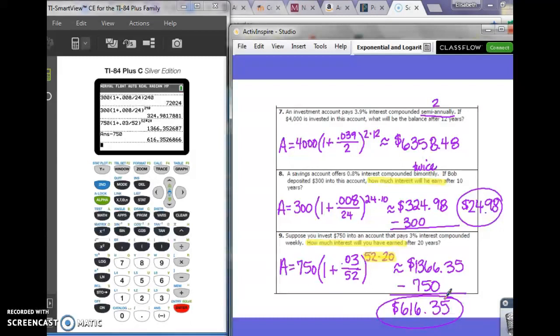And now you should be able to do the back side of your homework assignment that begins with number 6, talking about compound interest.